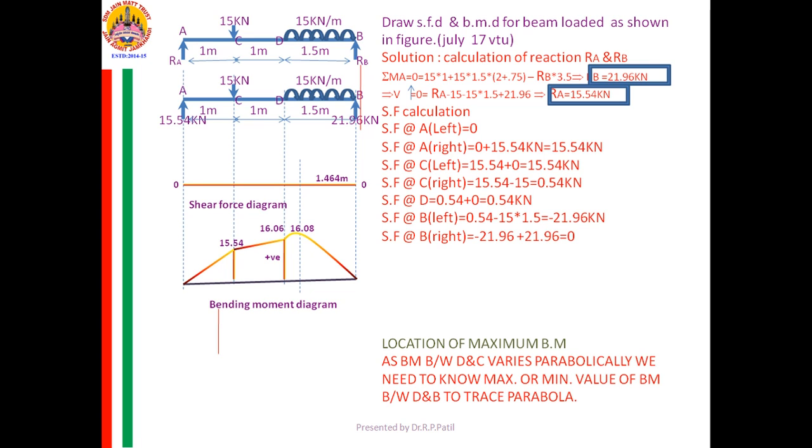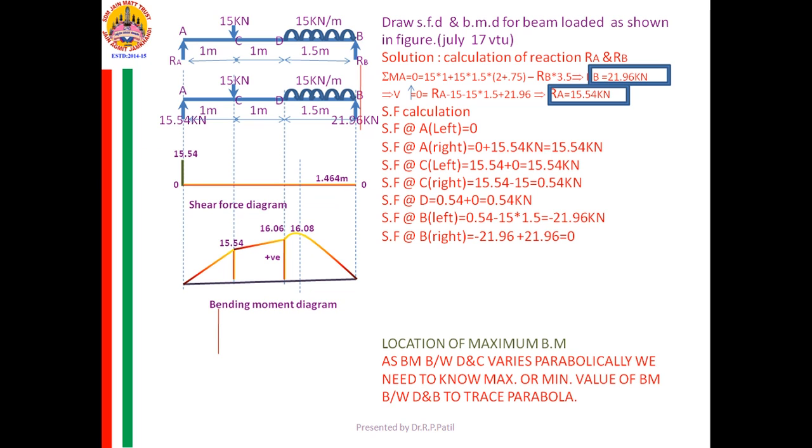Now, start constructing the SFD. Either I can move from B to A or A to B. When I am moving from A to B, first is SF at left of A, that is 0. When I am entering into the beam and crossing A, reaching the right of A, it changes from 0 to 15.4.